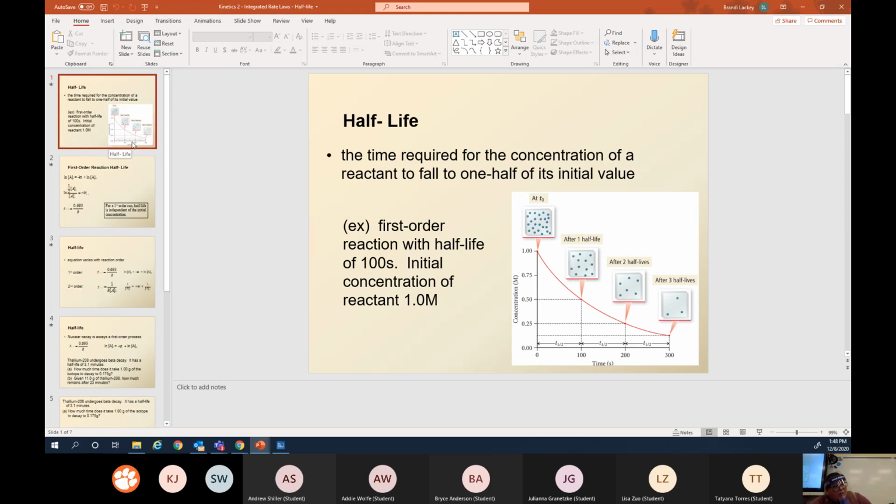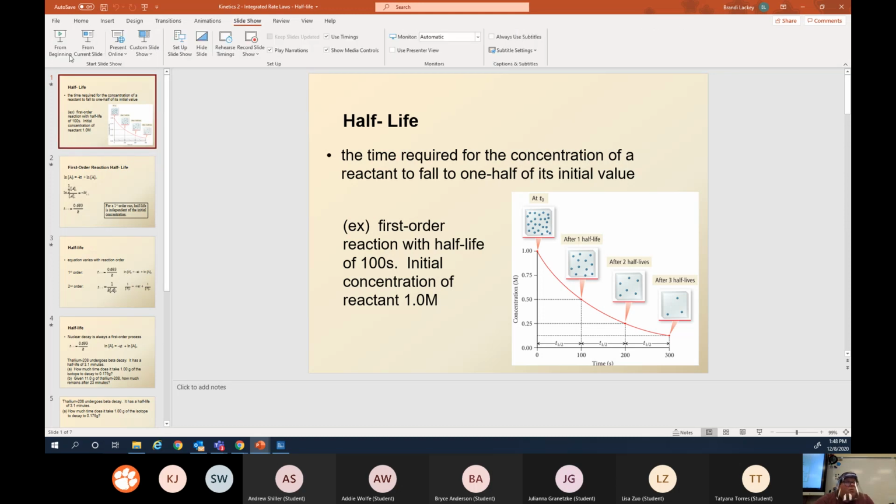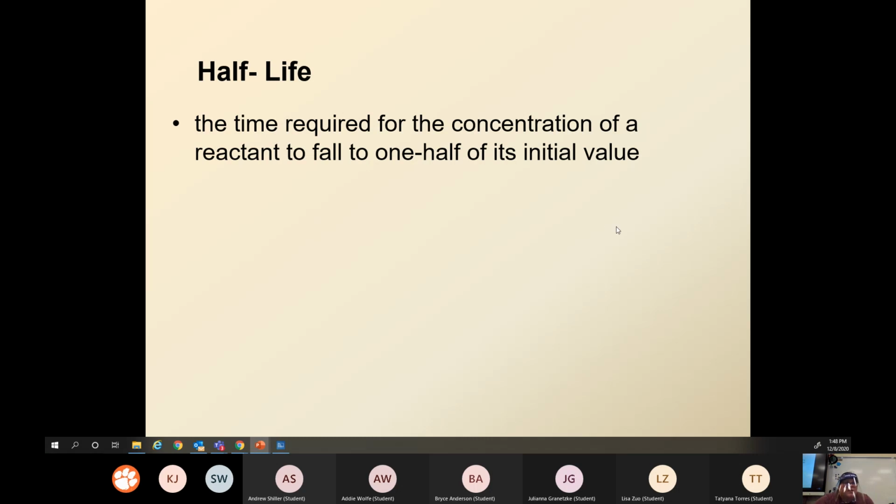All right. So I guess we'll keep going. Half-life has 7 slides. Just look over it a little bit. Half-life is a first order rate law, always. So you guys did this in Chem 1 to an extent.